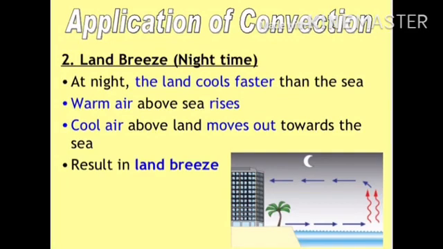Now the land breeze, night time. At sunset, land loses heat faster than the sea water. As a result, the air over the sea is warmer at night. The air over the sea, being warmer, rises up, and to take its place cooler air from the land starts moving toward the sea. The convection current from the land to the sea is called a land breeze.